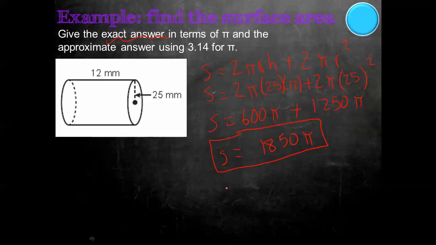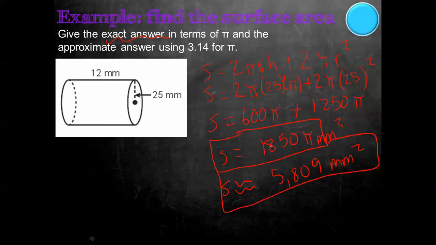Now it also wants an approximate answer. So what we're going to do now is 1,850 times 3.14, and that's going to give us 5,809. Oh, and excuse me, millimeters squared. Millimeters squared. Okay, so these are our two answers. This is exact, this is approximate.